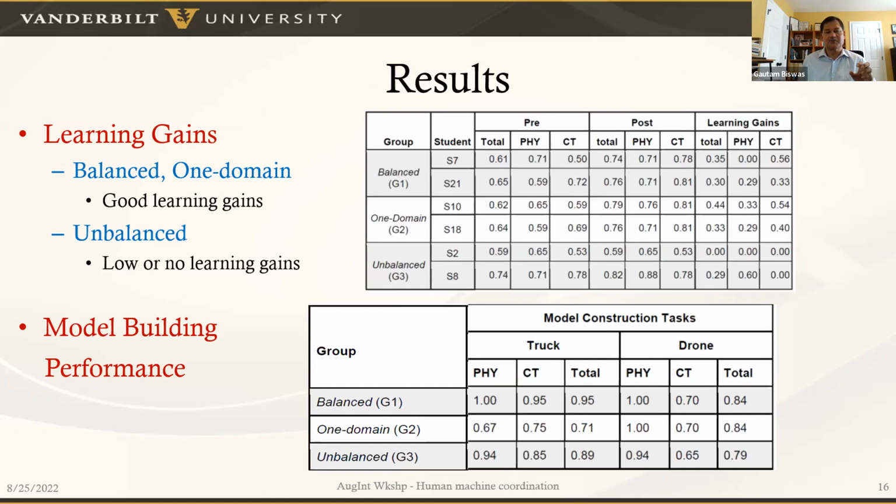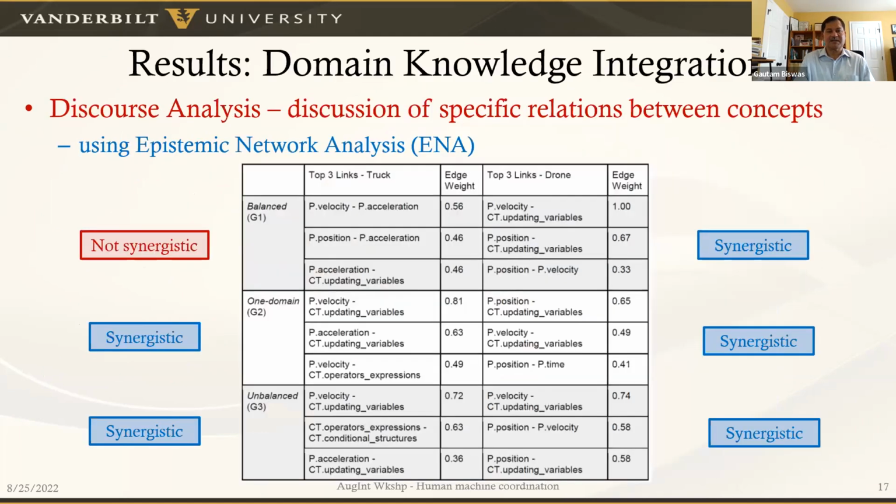Now, the one domain group took a while to learn the science or the physics knowledge. You can see that in the first unit they weren't as good at model construction, but by the time they got to the second unit, they did as well as the balanced group did. So a quick summary is that the balanced and the one domain groups seem to do better in terms of actually constructing the knowledge they needed for constructing their models, whereas the unbalanced group did not seem to do as well.